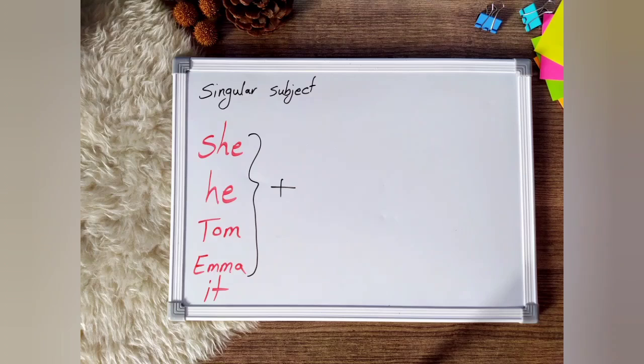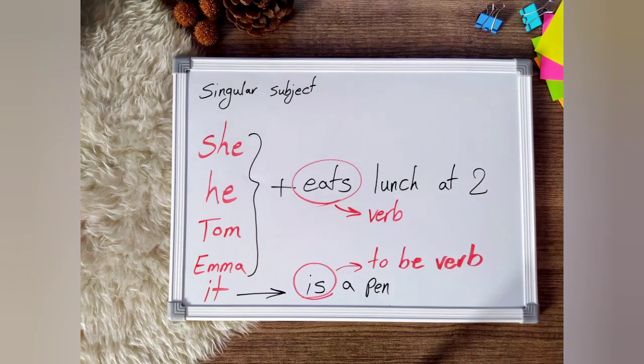Here we have she, he, Tom, and Emma as our subjects. So the sentence is like this. She eats lunch at 2. He eats lunch at 2. Tom eats lunch at 2. As we can see, we add s to the verbs. Another example is this. It is a pen.